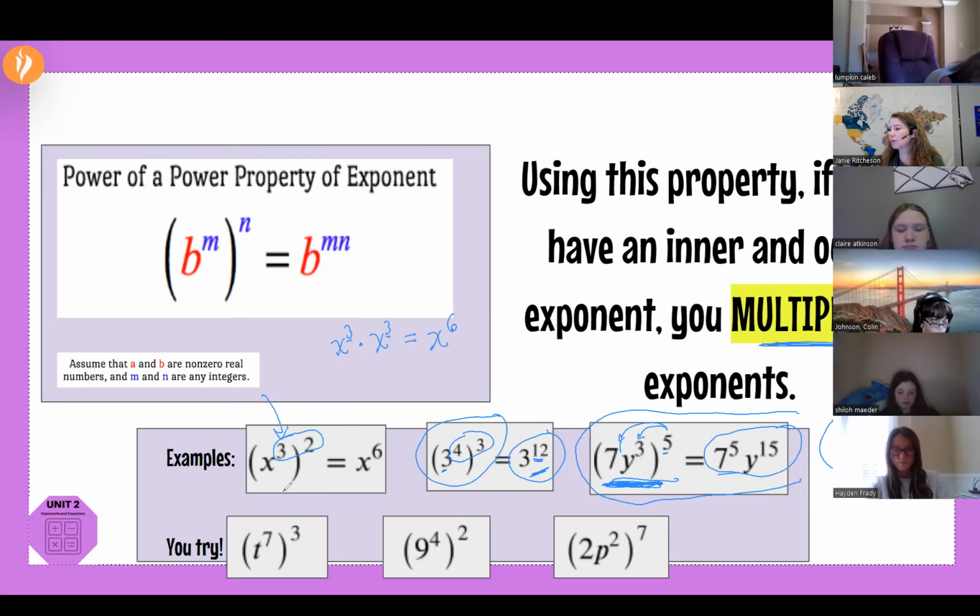You just have to multiply the two exponents. You're multiplying 2 times 4. That's it. Good, Colton. Good, Ashlyn. That's what I was looking for. Good, Colton. Good, Hayden. Yes, Abdi. Very good. Good, Colin.